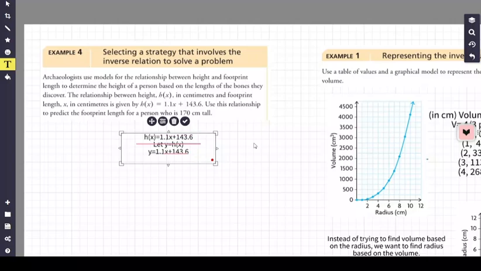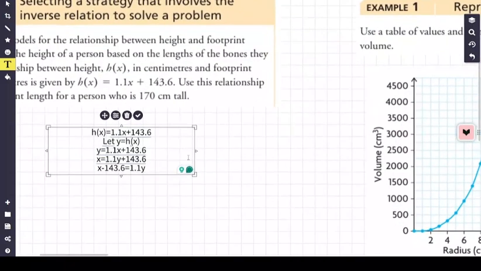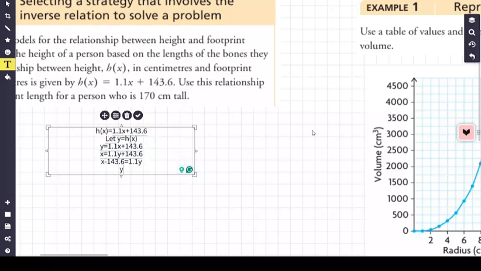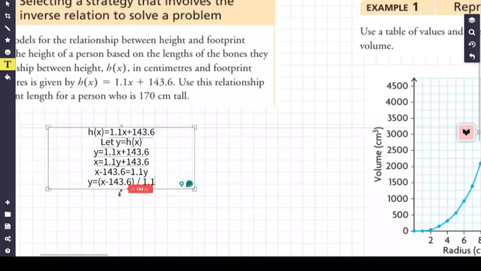So now, let's go ahead and interchange x and y. So x is equal to 1.1y plus 143.6. Now after we interchange, we need to isolate. So x minus 143.6 is equal to 1.1y, right? And then we can divide through. So y is equal to (x minus 143.6) divided by 1.1. Okay, that makes sense.